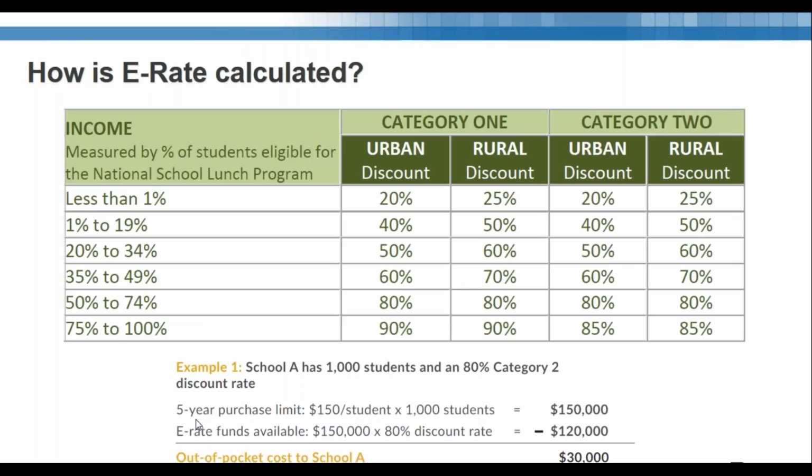Our 5-year purchase limit for Category 2 is $150 per student times 1,000 students, which gives us an overall budget of $150,000 over 5 years. To figure out what E-Rate funds we have available, we take that $150,000 times our 80% discount rate, and that gives you $120,000 of E-Rate funding available. The remaining $30,000 from that $150,000 is the out-of-pocket cost to the school, and a lot of schools will then rely on a state fund match program to cover the rest of that funding.